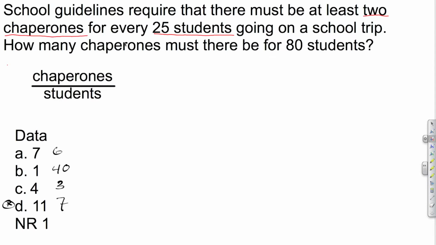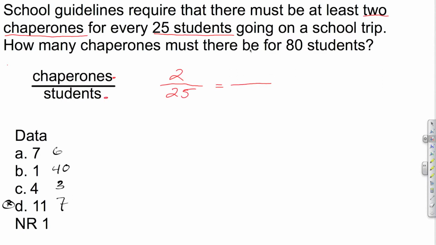I get the words from reading comprehension, reading the problem and understanding: 2 chaperones for every 25 students. From there, I'll make a proportion. On the left side of my proportion, I'll put the number of chaperones in the numerator, 2, and the number of students in the denominator, 25.